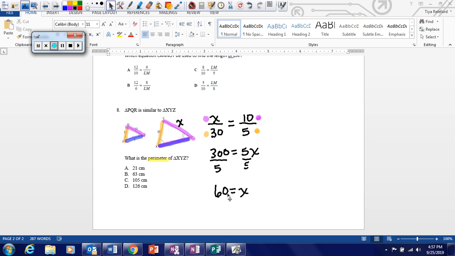So I have 60 equals X. So I can write that here. This side is 60. Now you're going to do the same thing, but for the other side we don't know. We don't know the blue side. So you can name it X, you can name it Y. I'm going to name it R for Relaford.